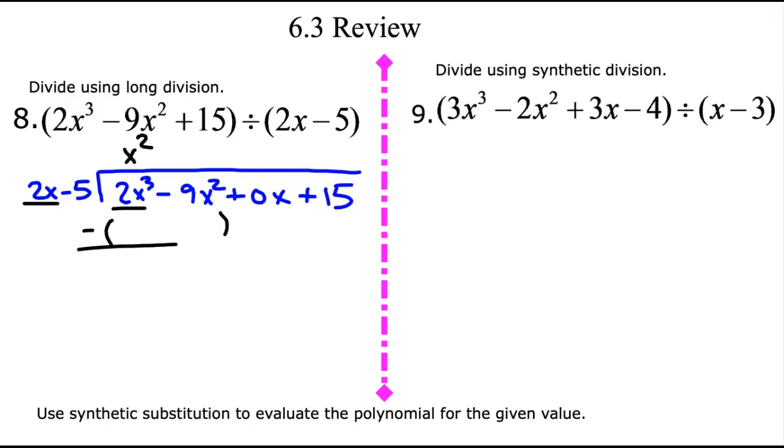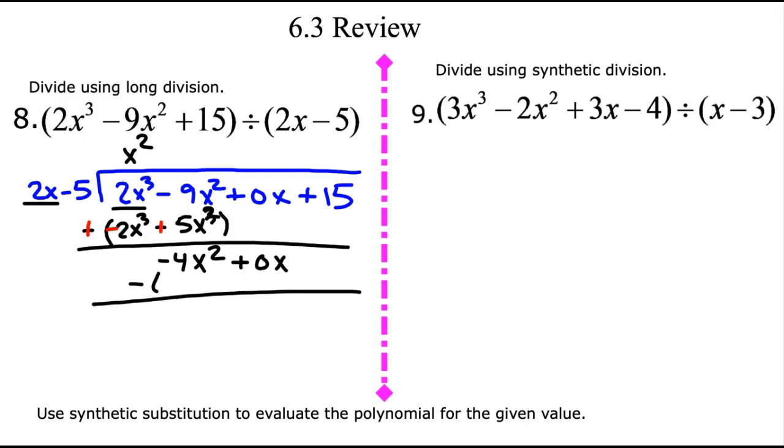Multiply that by the binomial, subtract it out. I get 2x cubed minus 5x squared. Change both the signs by distributing the negative, so that's going to be a negative, that's going to be a positive. And so what I end up with here is negative 4x, I made that a cubed, that should be a squared, 4x squared plus 0x. Bring down the next thing. Do that again, subtract it.